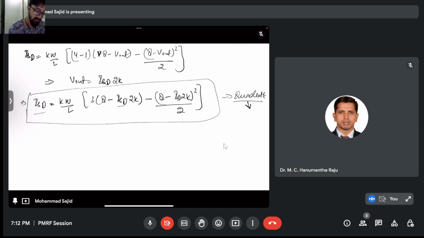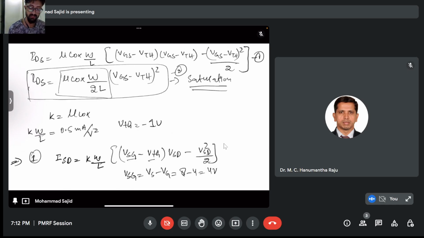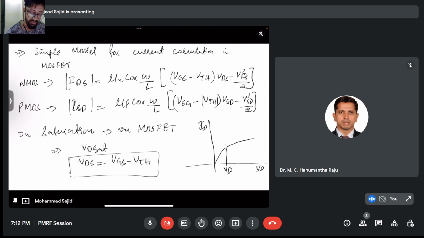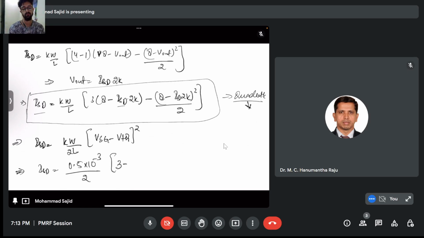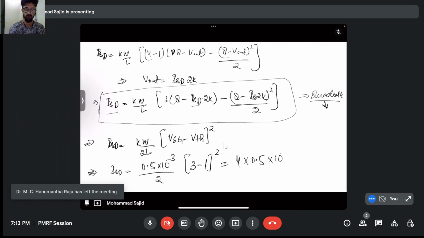This is solvable, right? Now more easier, and as I said, in most of the questions it's assumed that the device is in saturation. We can directly use the formula ISD as K W by L by 2 into (VSG minus VTH) square. Let's just write the values, that is 0.5 milli by 2, VSG we calculated as 3 minus 1 square, that will be equivalent to 4 into 0.5 into 10 raised power minus 3 by 2, right?